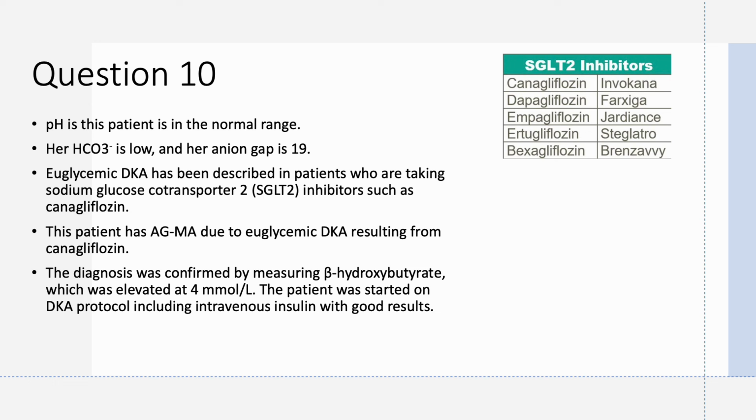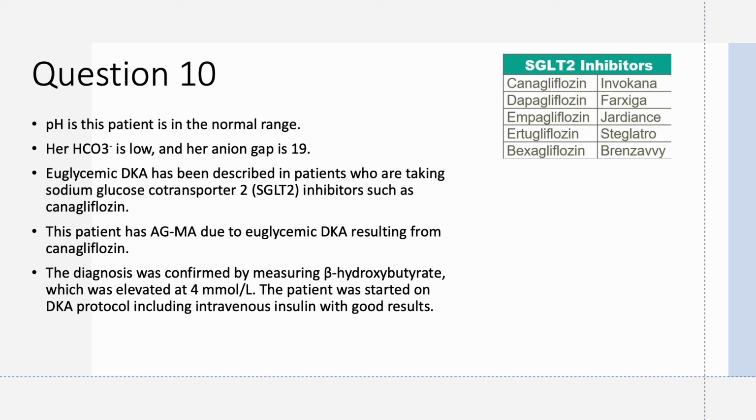So this patient's pH is in the normal range, but her bicarb is low and her anion gap is high, so we have metabolic acidosis, high anion gap metabolic acidosis. The diagnosis is euglycemic diabetic ketoacidosis. This has been described in patients taking sodium glucose cotransporter 2 SGLT2 inhibitors, such as canagliflozin. So we have canagliflozin, dapagliflozin, empagliflozin, ertugliflozin, and others. Now, the patient has an anion gap metabolic acidosis due to euglycemic DKA. So the glucose will be either a little bit elevated or even completely normal.